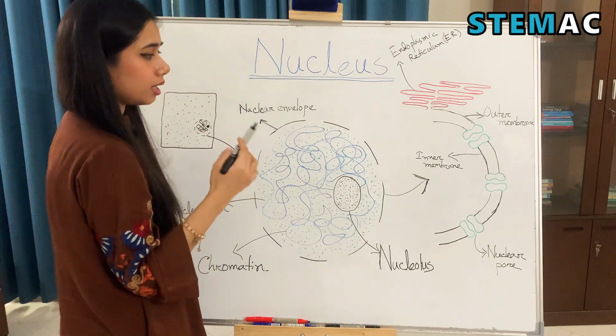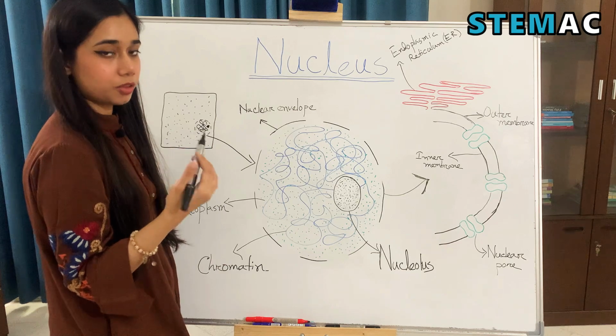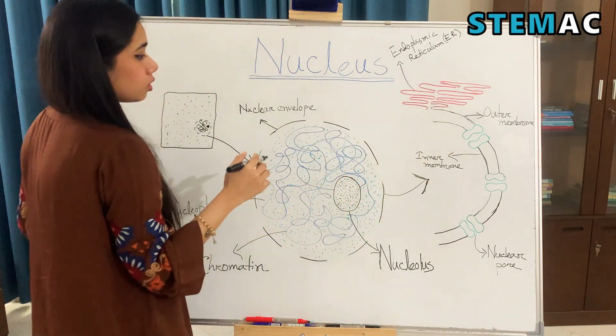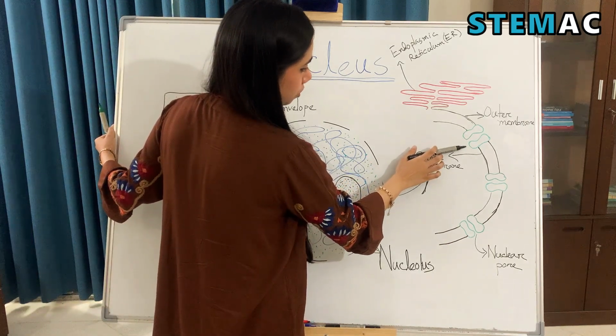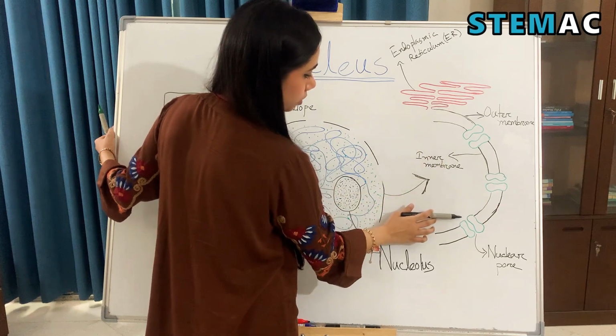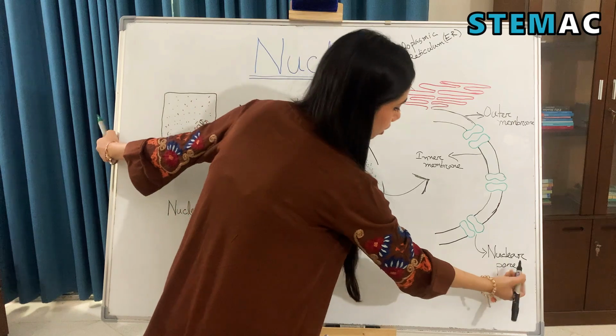And this nuclear envelope contains two phospholipid bilayers. We can also see that there are some pores within this nuclear envelope. So these are the pores, right? And we will refer to these pores as nuclear pores.